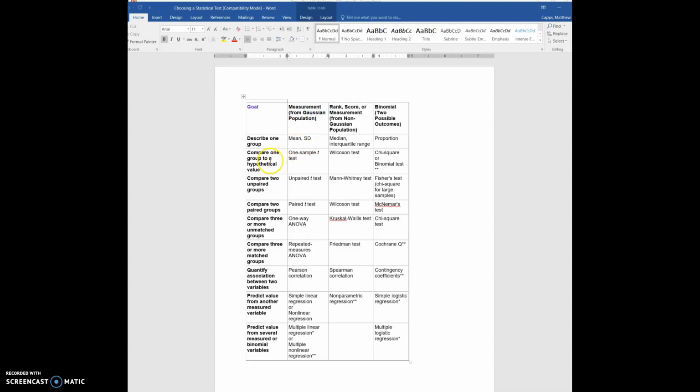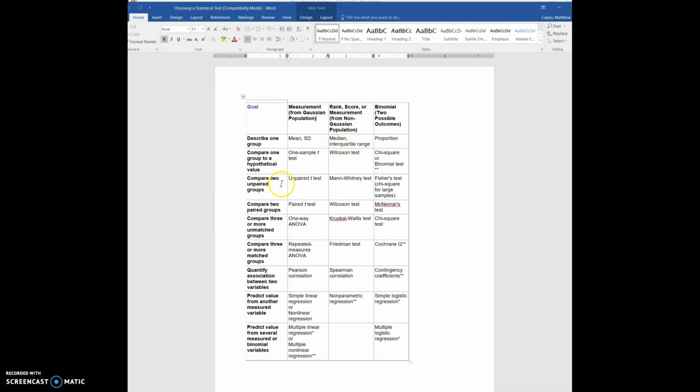So if I want to compare one group to a hypothetical value, that's a one sample t-test. If I want to compare 2 groups, that's an unpaired t-test. I'm sorry, 2 unpaired groups. If I want to, that means like pre-post. If I want to compare 2 independent groups, that's a paired t-test. We can do those same kinds of things if we have ranked data, scores, or measurements from non-Gaussian populations. That means non-normal distributions.